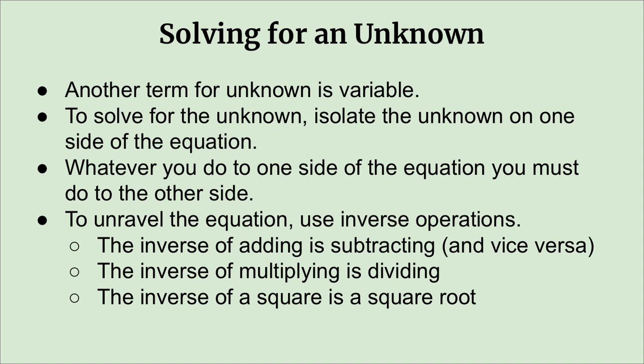So for this lesson, we're going to be solving for an unknown using multiplication. A couple of things to review. Another term for unknown is a variable, so it's something like x or y. Sometimes we'll use a. It's pretty much any letter, just represents any number. To solve for the unknown, we isolate the unknown on one side of the equation. And remember, whatever we do to one side, we do to the other.